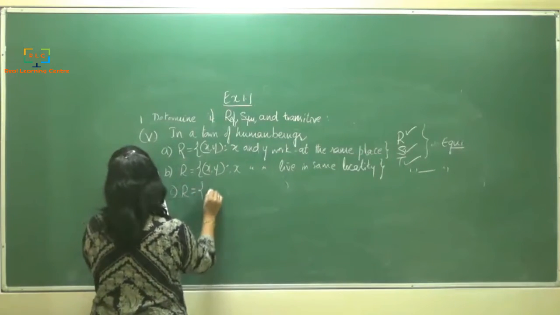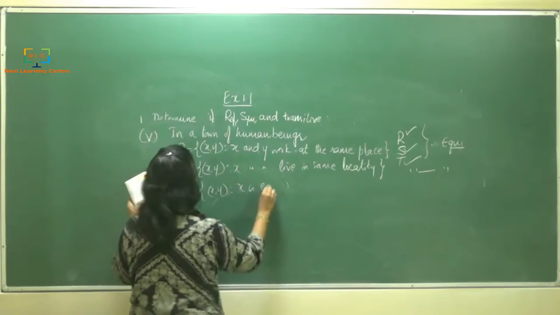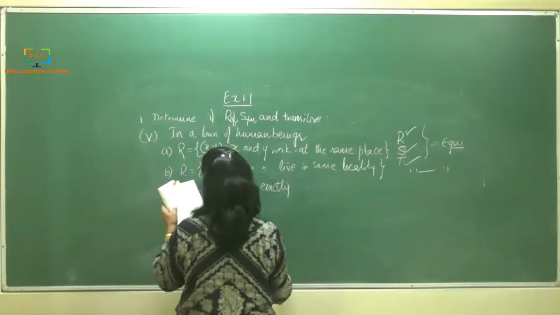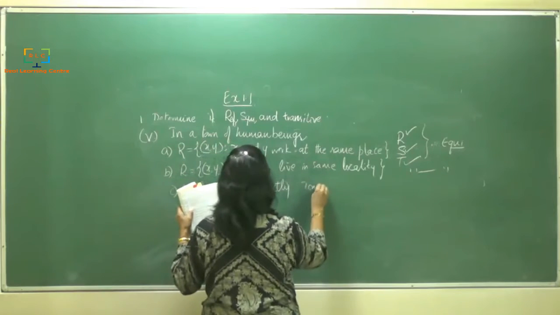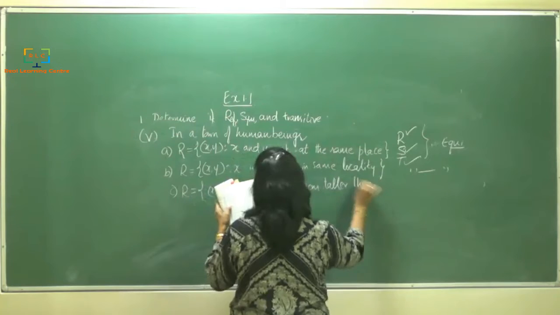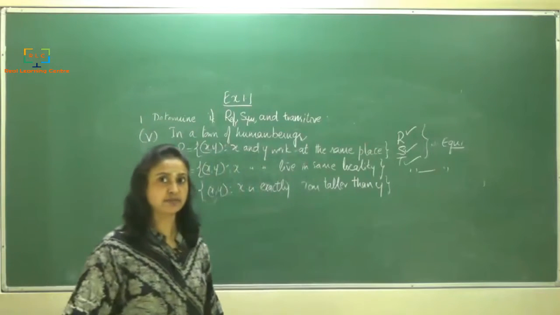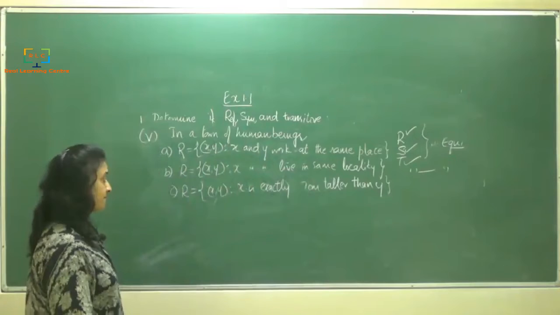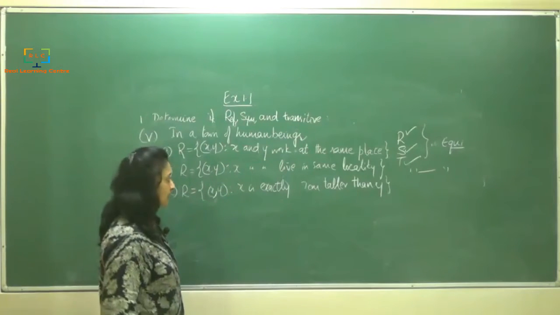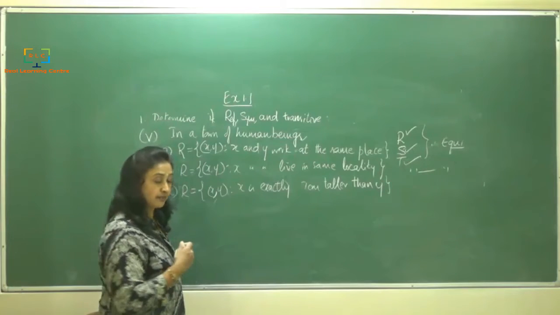C. R is equal to XY such that X is exactly 7 centimeter taller than Y. X is exactly 7 centimeter taller than Y. Okay. Now I shall tell some examples. I will do the problem. I shall write it very fast.